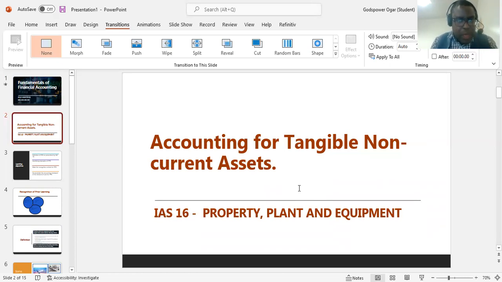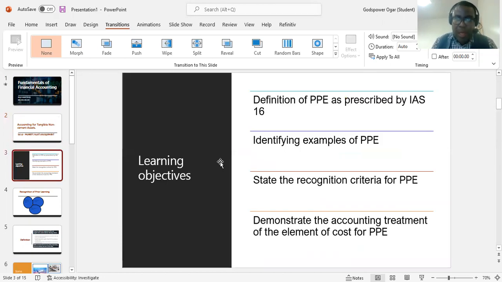Now, before we delve into IAS 16, I just want us to look at our learning objectives for today. What I want you to get out of this class is that you understand the definition of property, plant, and equipment as prescribed by IAS 16, and identify examples of property, plant, and equipment. And one of the most important things, you'll be able to recognize property, plant, and equipment. There's a criteria stated by the standard for recognition. And not just that, you'll be able to demonstrate the accounting treatment.